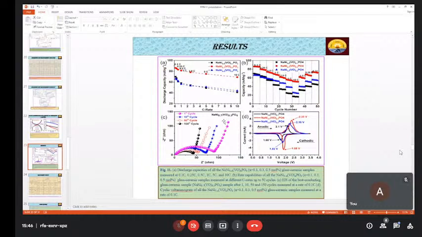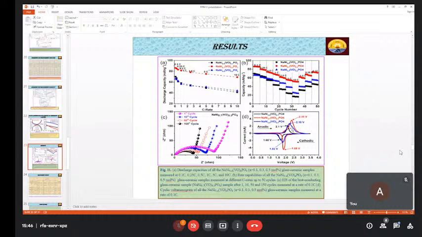The same best sample is also taken for the impedance values up to 100 cycles. Here the black one is 100 cycles. At 100 cycles, you get the lowest resistivity. So high conductivity is obtained in my samples. And the red line indicates the 0.3 sample.